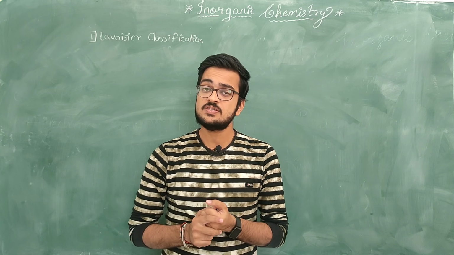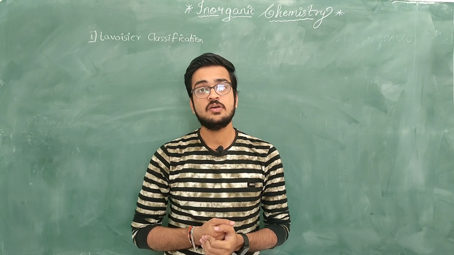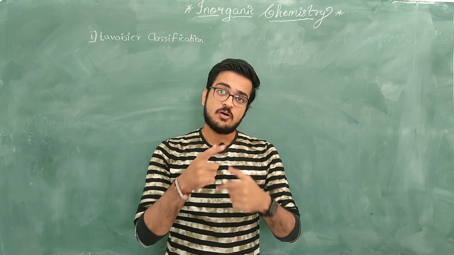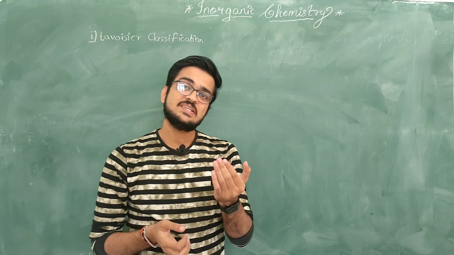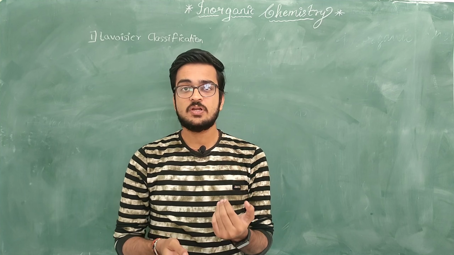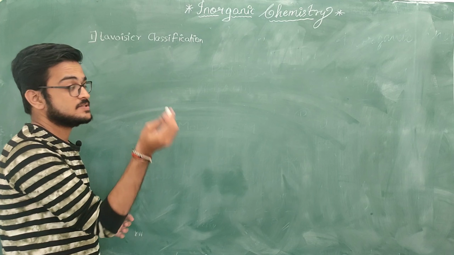They are known as metals. Again, the elements which lose electrons or which easily donate the electron are known as metals. And now coming to the second one, the non-metals. The elements which easily accept electrons are known as non-metals. So let's take some examples of the metals and non-metals.